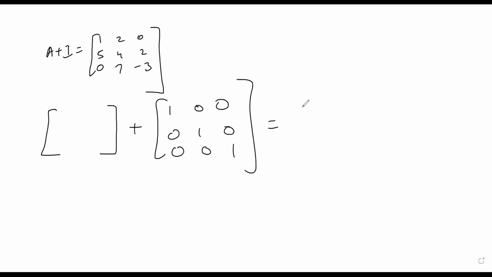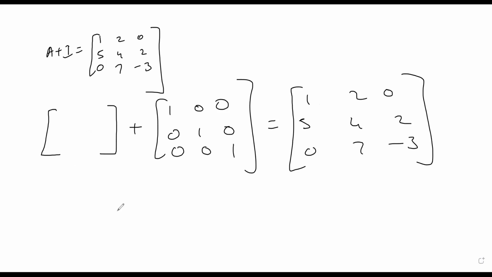It is equal to the matrix [1 2 0; 5 4 2; 0 7 -3]. So this is A plus I, and we don't know what A is, but A has to be a 3 by 3 matrix, because only a 3 by 3 matrix can be added with a 3 by 3 matrix to make a new 3 by 3 matrix.